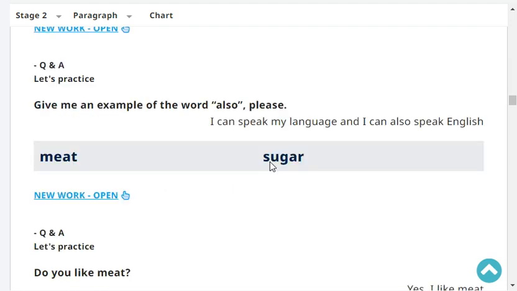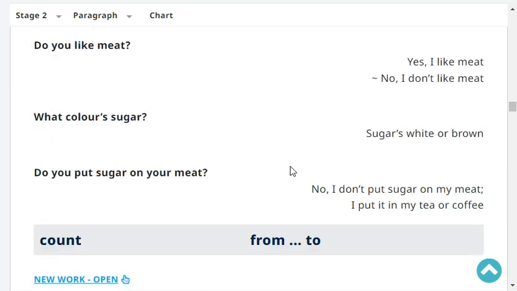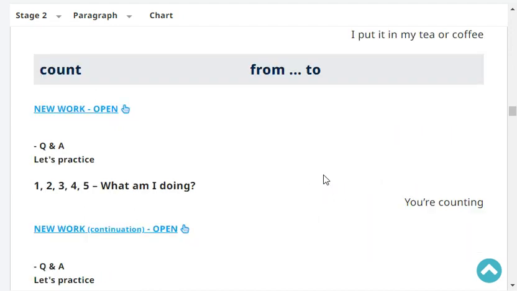Okay. Give me an example of the word also, please. I can speak my language and I can also speak English. Very good. Do you like meat? Yes or no? Yes, I like meat. What color is sugar? Sugar is white or brown. Do you put sugar on your meat? No, I don't put sugar on my meat. I put it in my tea or coffee. Very good.